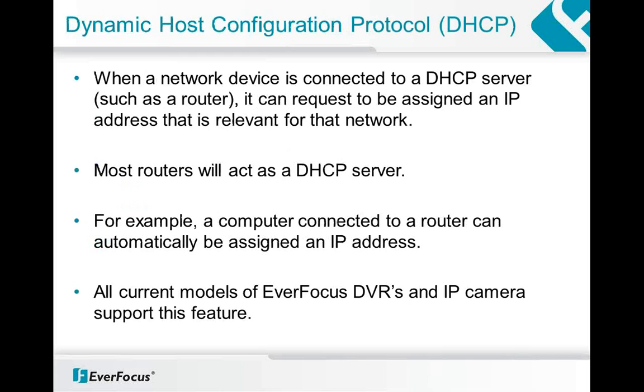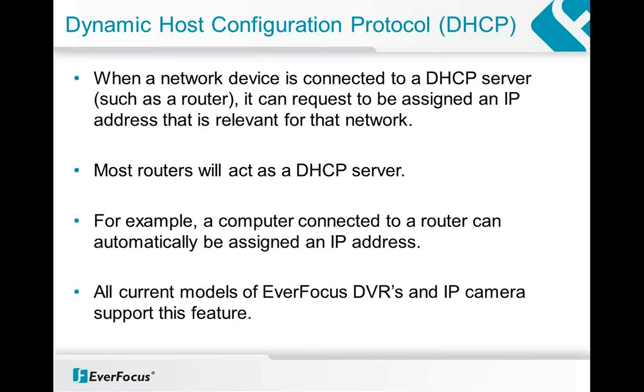Dynamic hosting, or DHCP: when a network device is connected to a DHCP server, such as a router, it can request to be assigned an IP address that is relevant for that network. Most routers will act as a DHCP server. For example, a computer connected to a router can automatically be assigned an IP address. All current models of EverFocus DVRs and IP cameras support this feature, which is DHCP.